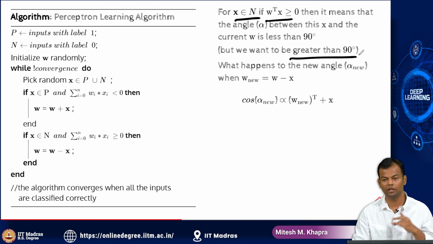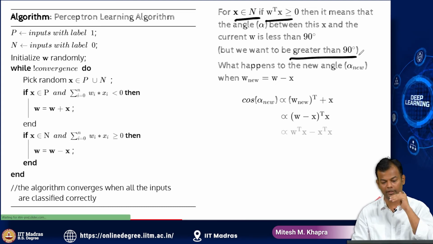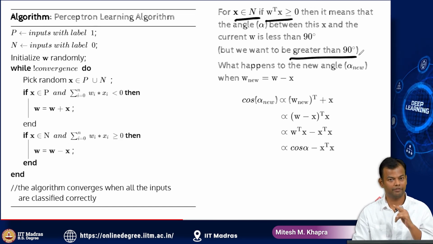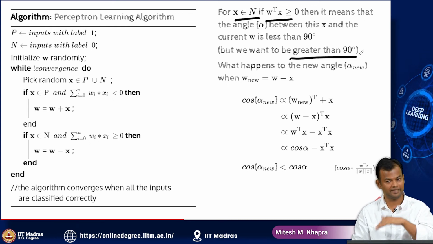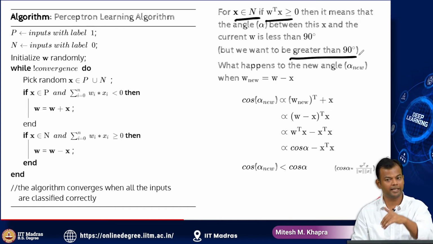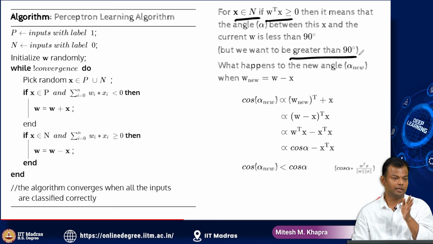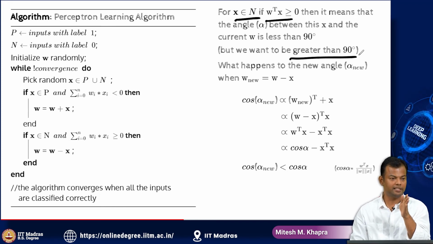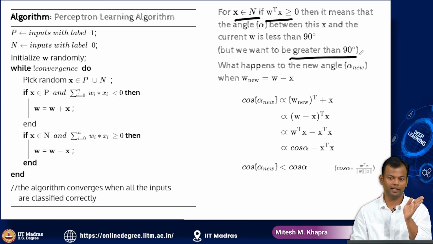The same explanation, cos alpha new is going to be this. I'll substitute the value, open up the bracket, and now you can see that cos alpha new is actually less than cos alpha, right? If cos alpha new is less than cos alpha, that means alpha new is greater than alpha, right? And that's what I wanted. My current angle was less than 90 degrees, which was not acceptable to me. I wanted it to be more than 90 degrees. So, this step has at least ensured that my new angle is greater than my current angle.